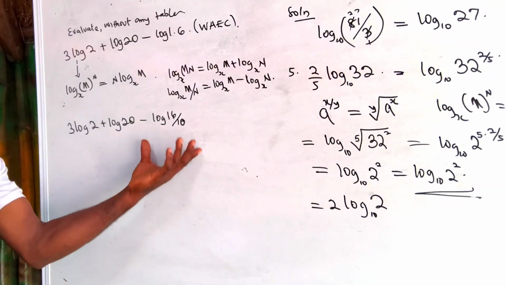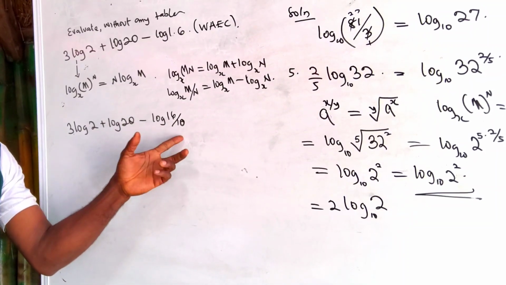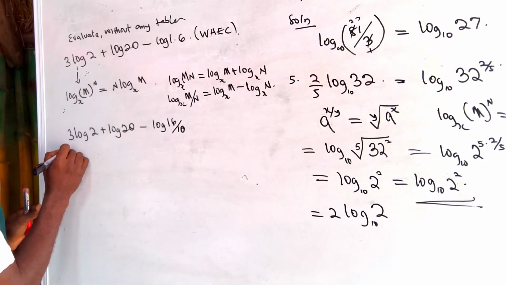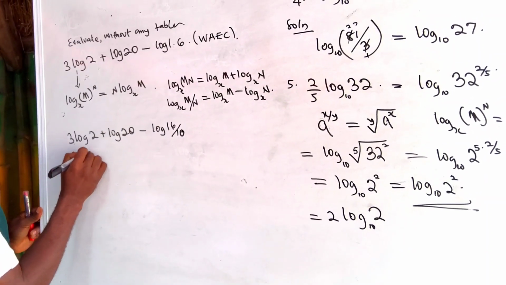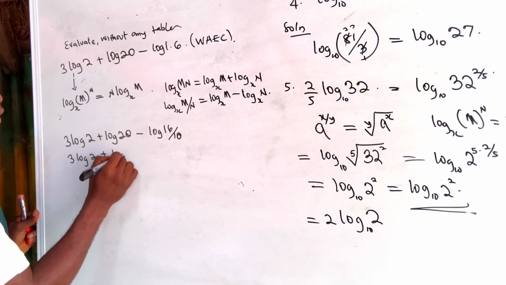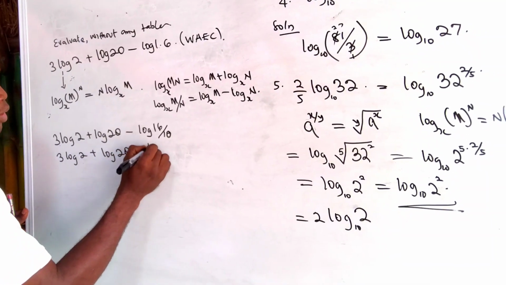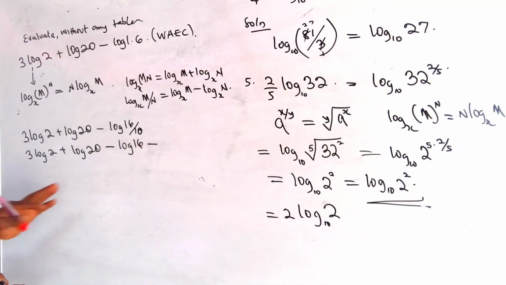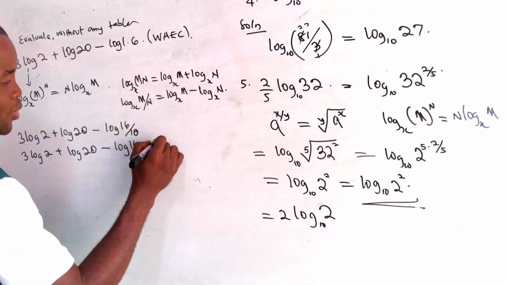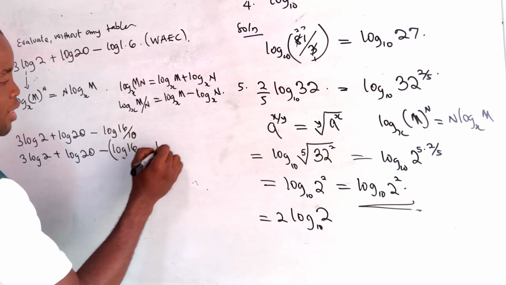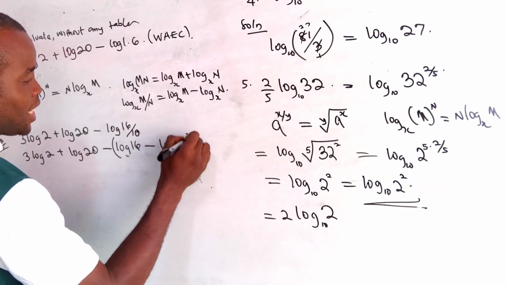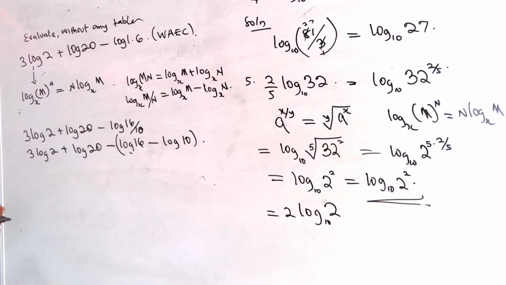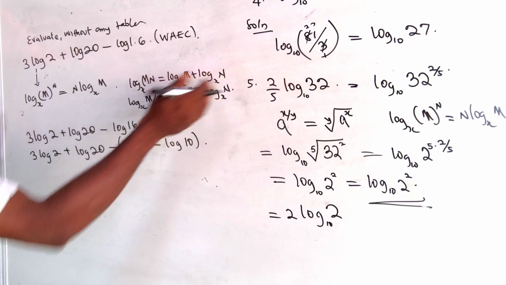So that depends. This is the same thing as this, log 10. So if it's okay, let's make it more elaborate. You say, okay, this is 3 log 2 plus log 20 minus log 1/6 minus, because this is division, minus log 10. So let's bring everything together now, applying all these laws.